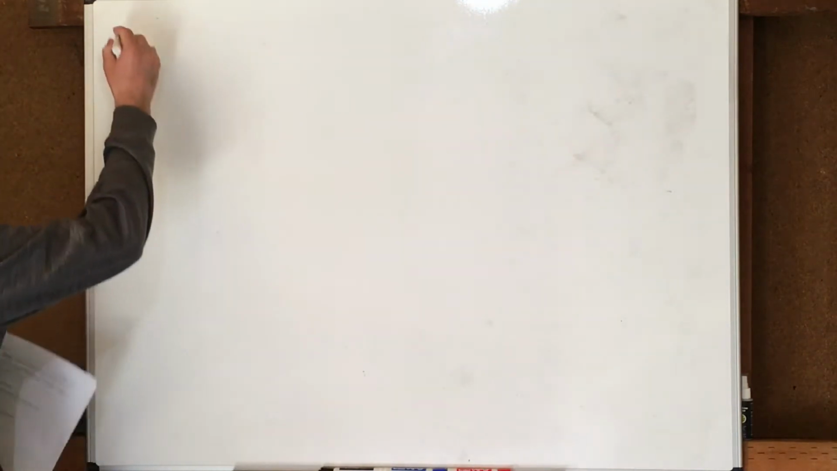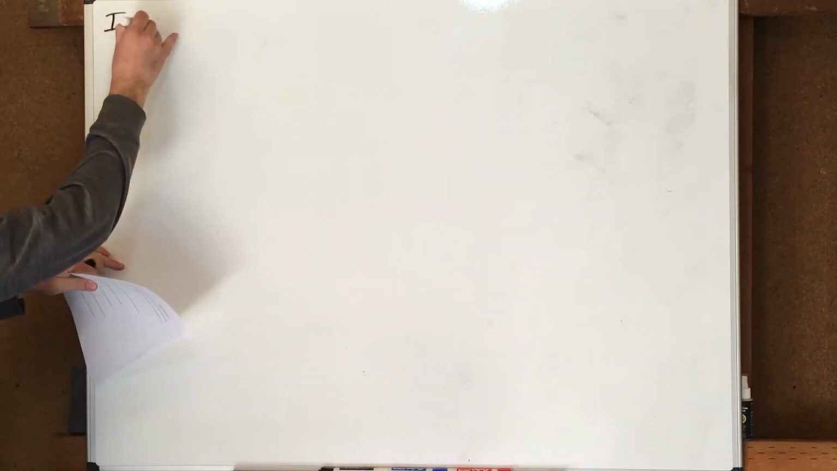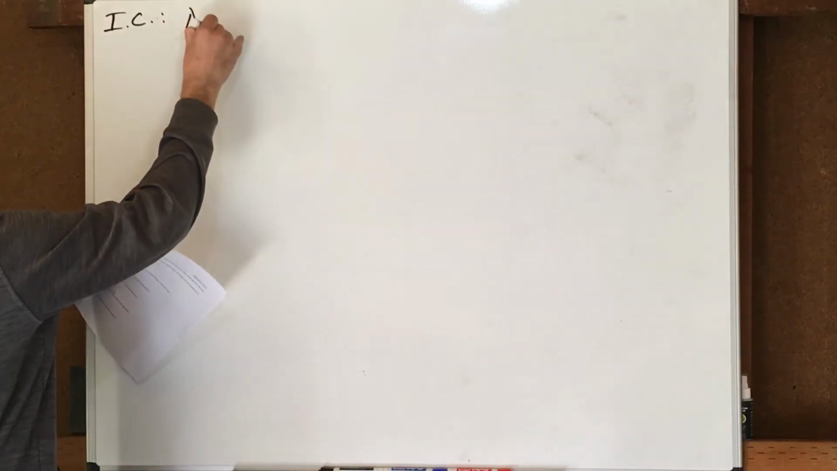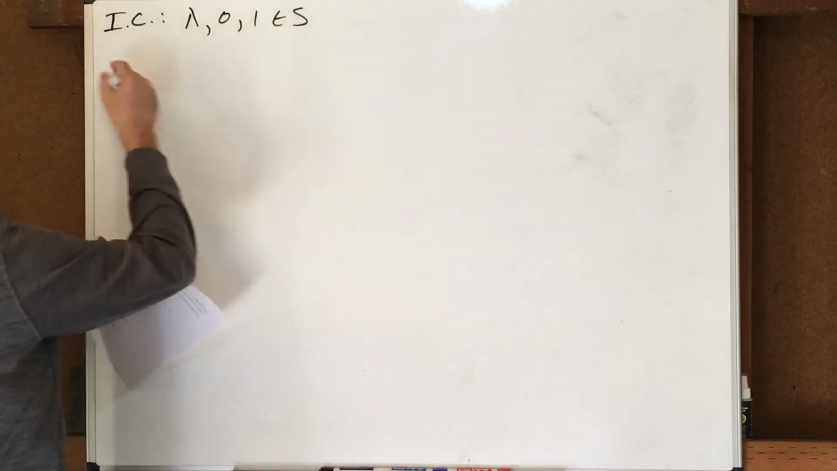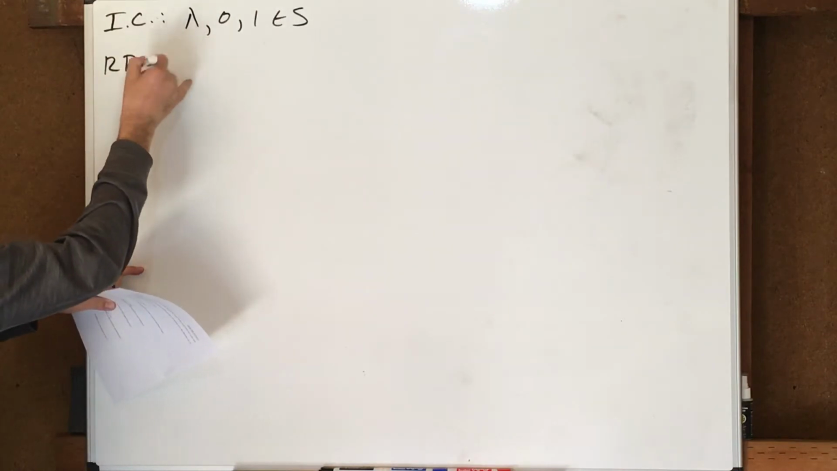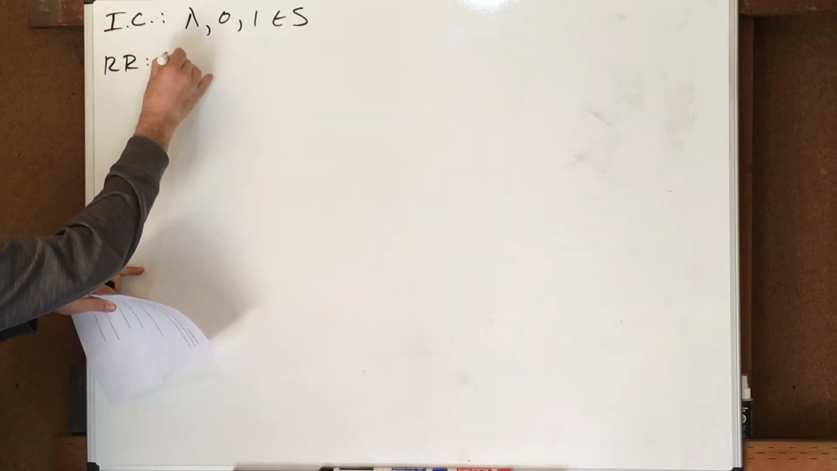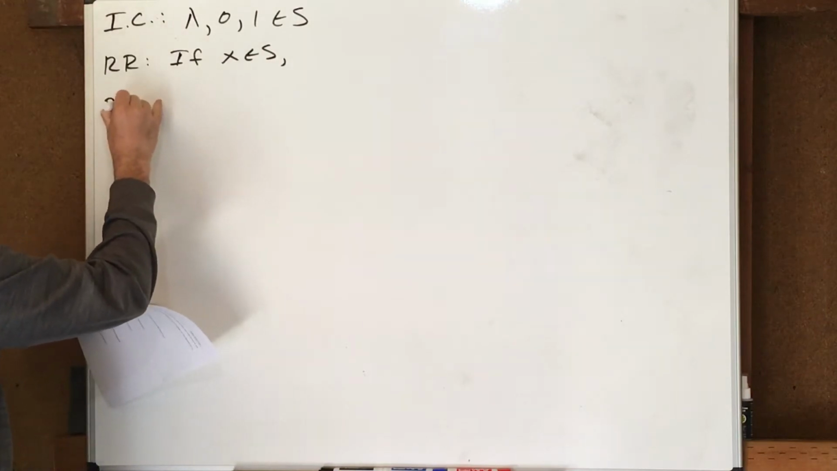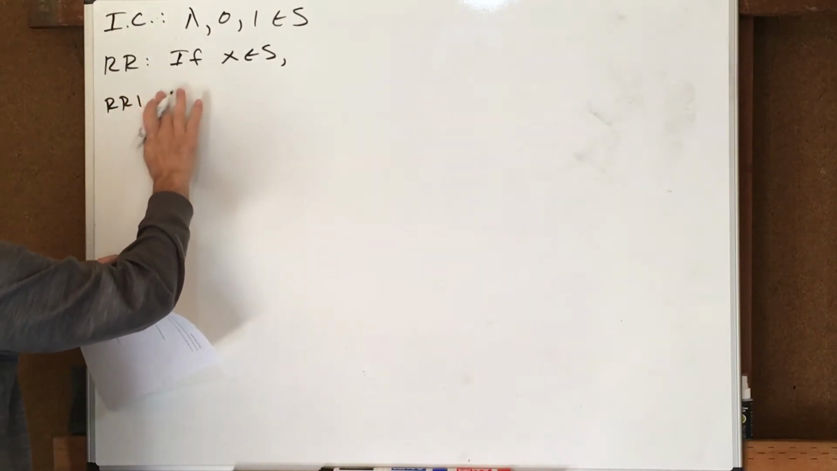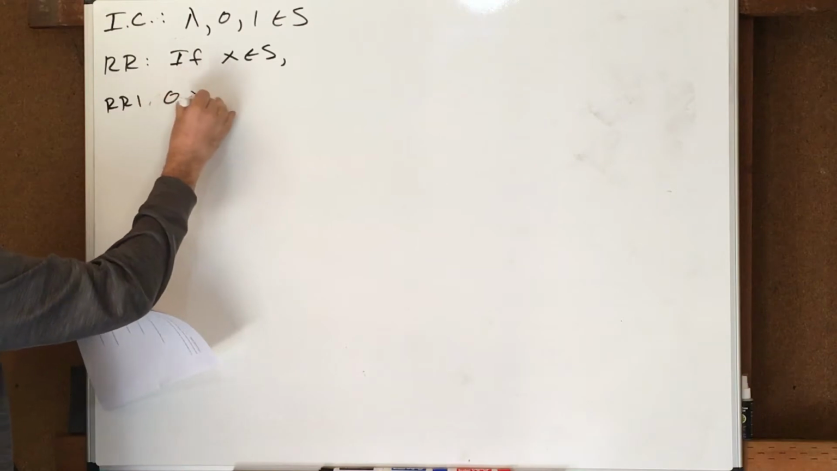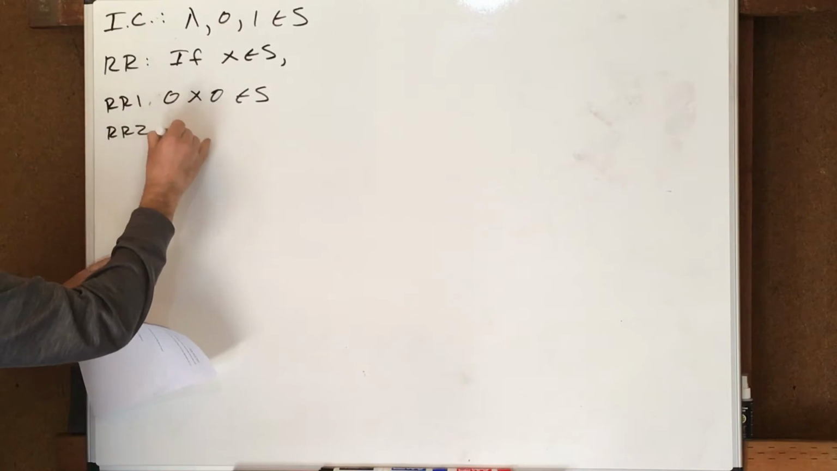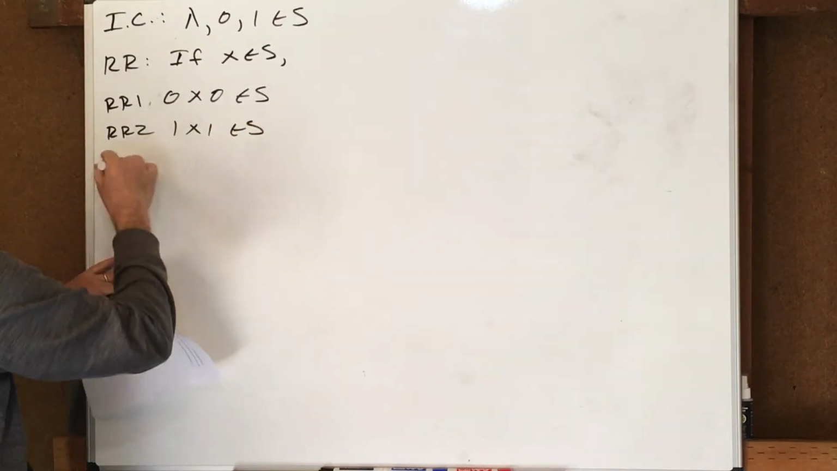Okay, write our initial case: lambda, 0 and 1 are in S. Recursive rule: if x is in S, recursive rule 1 tells us that 0x0 is in S. Recursive rule 2 tells us that 1x1 is in S.